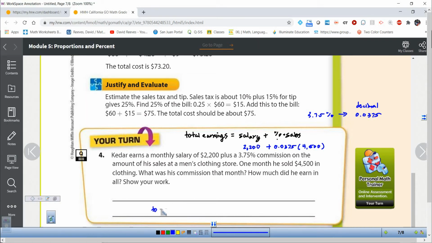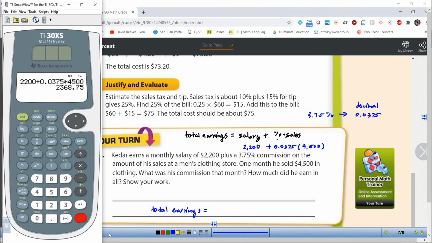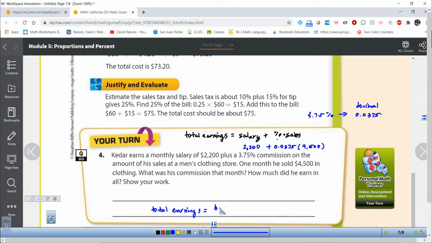his total earnings, $2,368.75. Now it did say, what was his commission?